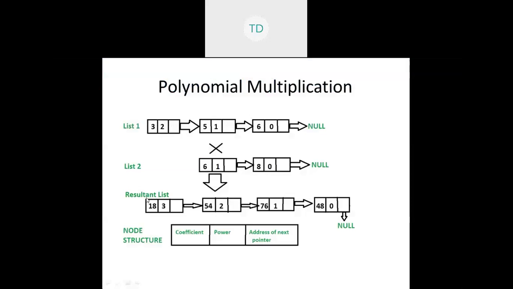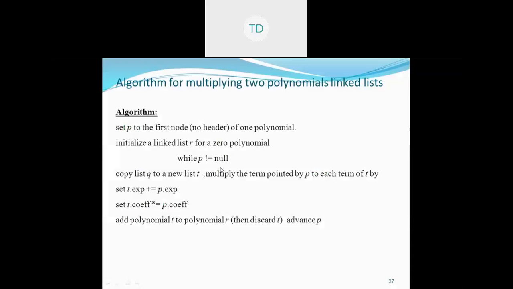And what about this exponent? This 2 gets added with this one, so here the exponent of T is equal to the exponent of this plus the exponent of P. Okay, and finally we will find the position of this partial result, and we will accommodate that partially constructed result in the already existing resultant linked list. After that we advance P.